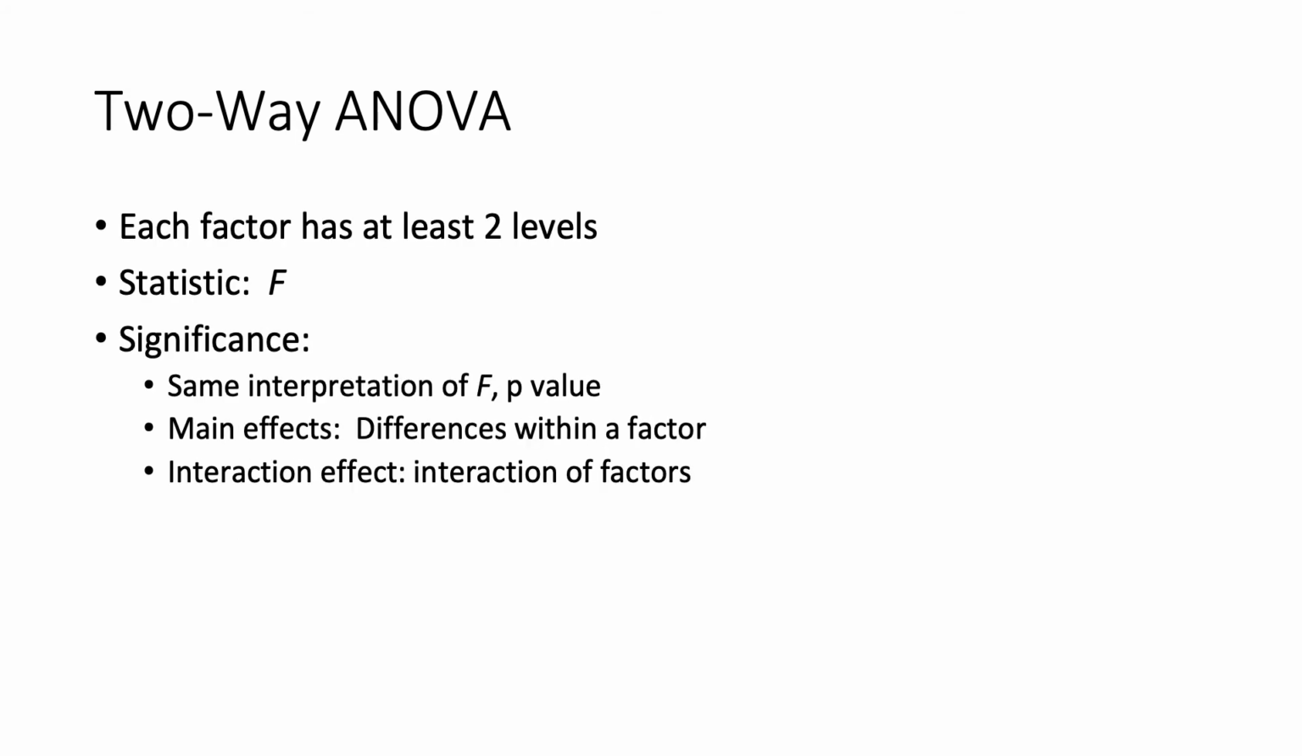Some characteristics of a two-way ANOVA are that each factor has at least two levels. The symbol for the result of a two-way ANOVA is the letter F. To determine if there is significance, we will look at the F value and the p-value. We then can see if there is significance of the main effects or if an interaction occurs.